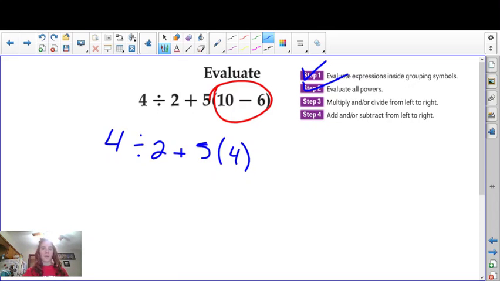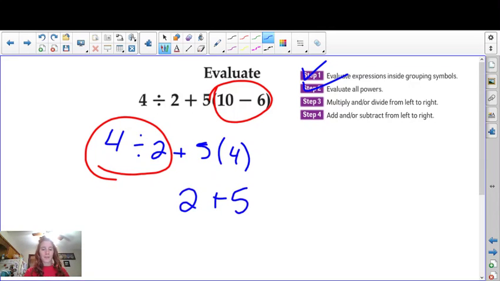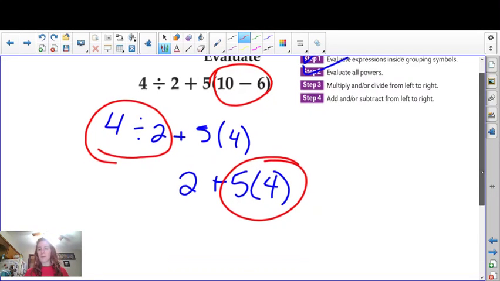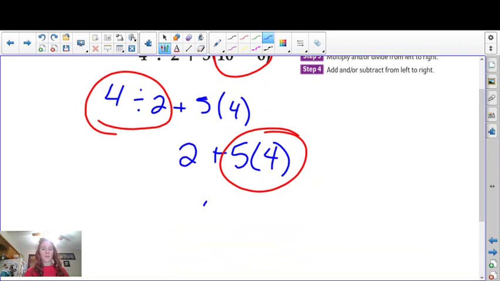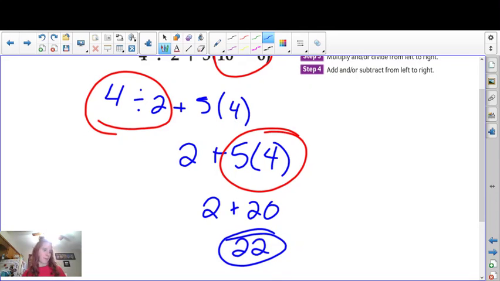Ooh, division, got to go there. He started to the left. Doesn't matter. I don't care that I have multiplication later. Got to go with that division. 4 divided by 2 is 2 plus 5 times 4. Now we can go make everyone be happy and do our multiplication. So 2 plus 20, which is simply 22. Okay, it really wasn't that hard.